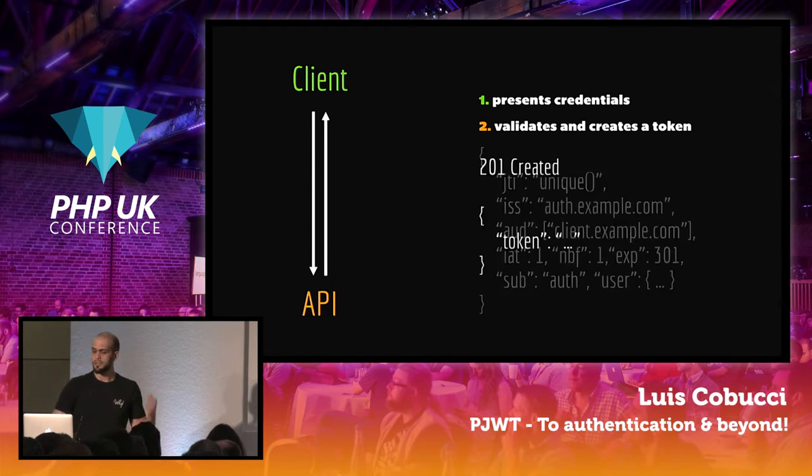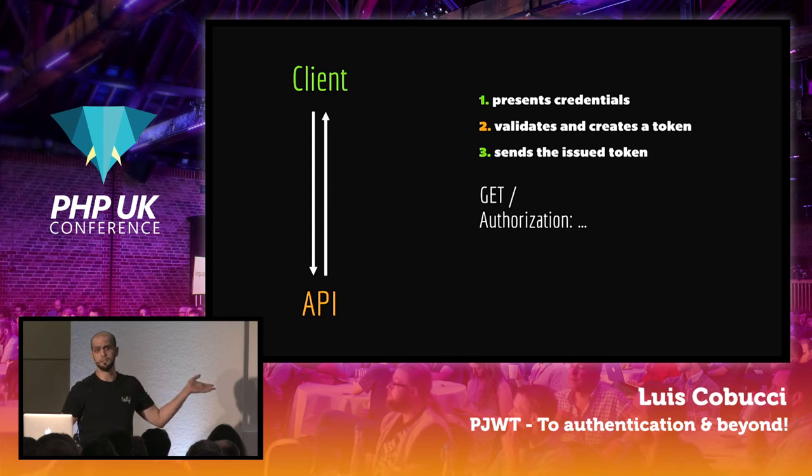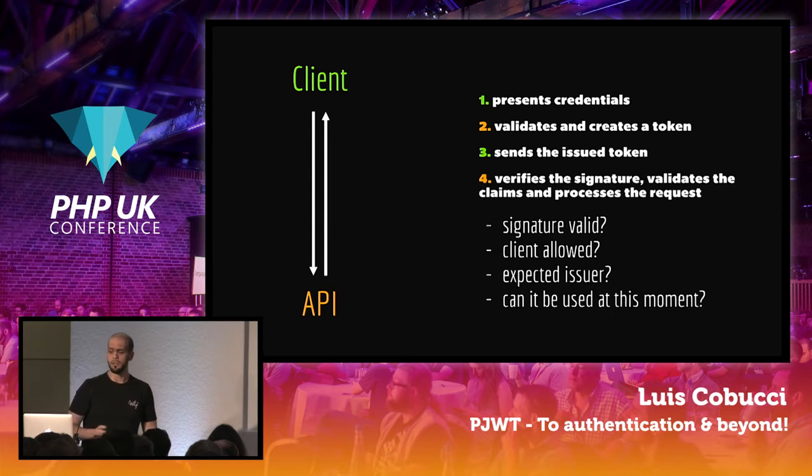And the API sends the token back, and for the next request, the token will be passed as an authorization header, and the API will be able to say, okay, is the signature valid? Is this client allowed to use this token? Was the issuer me, or did somebody else issue this token? And can this token be used at this moment?